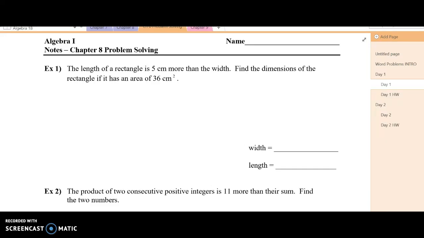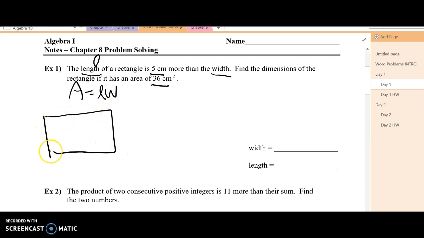Okay, so to start off this problem, you want to underline what is important. It says the length L is 5 more than the width. The dimensions, the area is 36. So we know that the area of a rectangle is length times width. So to start off, we want to draw a rectangle and label what we know.